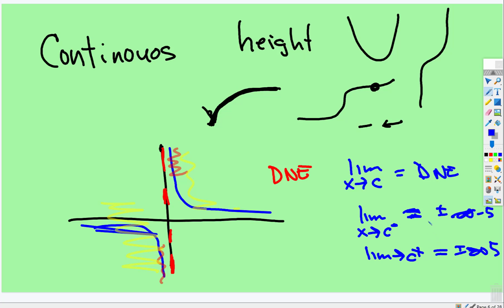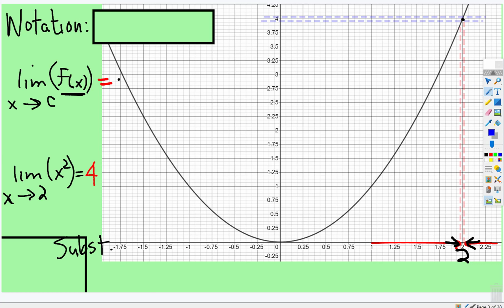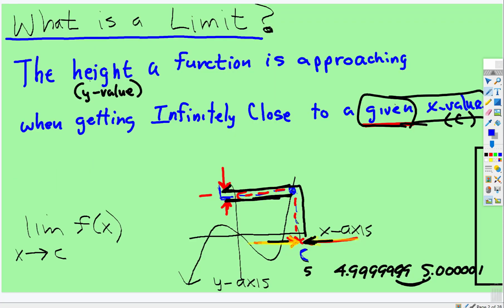All right, that is it for kind of an introduction to what visually and just understanding what that definition would mean. What is a limit? It's the height a function is approaching as you are getting really, really infinitely close to an x value, but not touching the given x value. Given x value, very important.